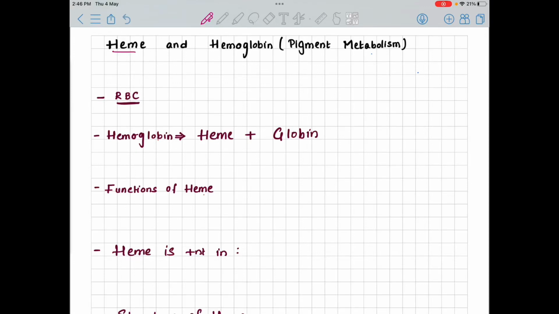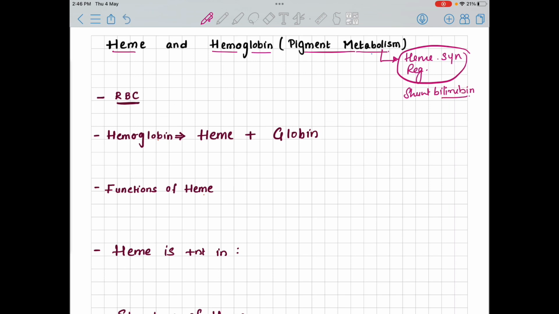So today we are going to cover heme and hemoglobin, that is pigment metabolism. In this, the first topic that is going to be covered today is basically the heme metabolism, the synthesis of heme, the regulation of heme, and along with that we are also going to cover the topic shunt bilirubin for additional knowledge, okay, about bilirubin.